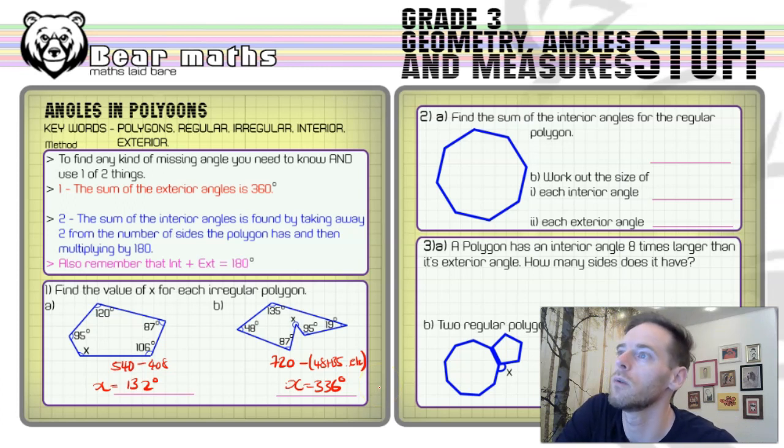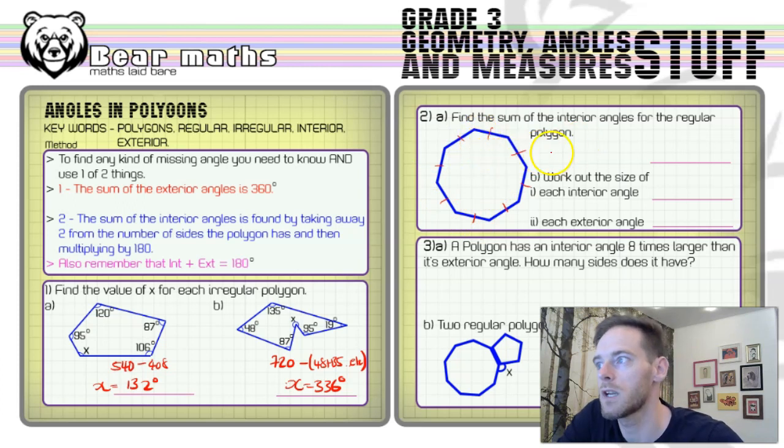Now, number 2 is we've got to find the sum of the interior angles for the regular polygon. So it's always going to be referred to as a polygon. Maybe not actually, but probably it will be referred to as a polygon rather than what the actual name of the shape is. So this is 1, 2, 3, 4, 5, 6, 7, 8 sided. Okay, it's an octagon.